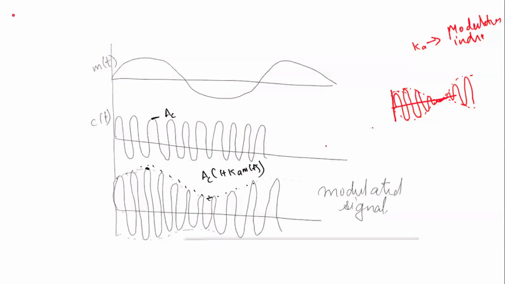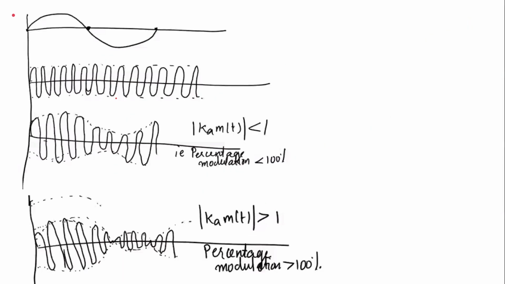And if it is over modulated, what happens? See, this is a scenario. This is a message signal m of t. This is c of t. And this is the modulated wave.